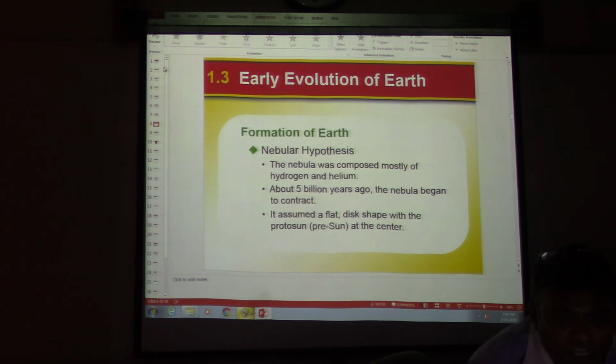About 5 billion years ago, the nebula began to contract, and it assumed a flat disk shape with the proto-sun at the center. Once the proto-sun formed, over millions of years these particles clumped together, started colliding with each other and getting condensed, and they gave rise to different planets. First, the 4 inner planets were formed. What are the 4 inner planets? These early planets are called planetesimals.